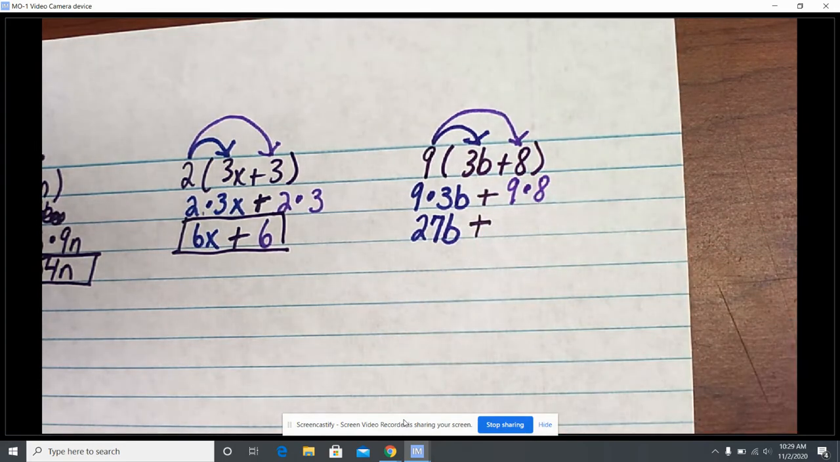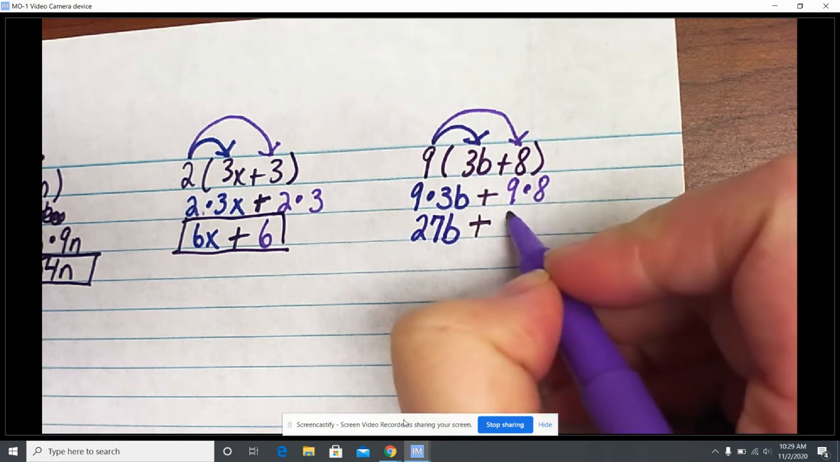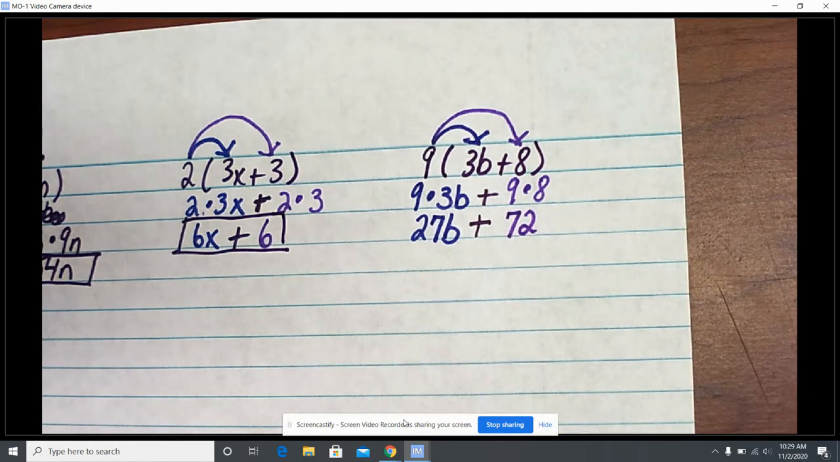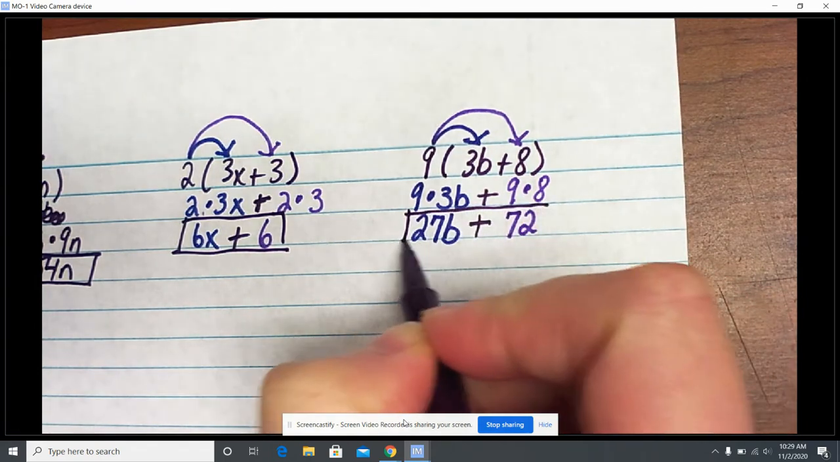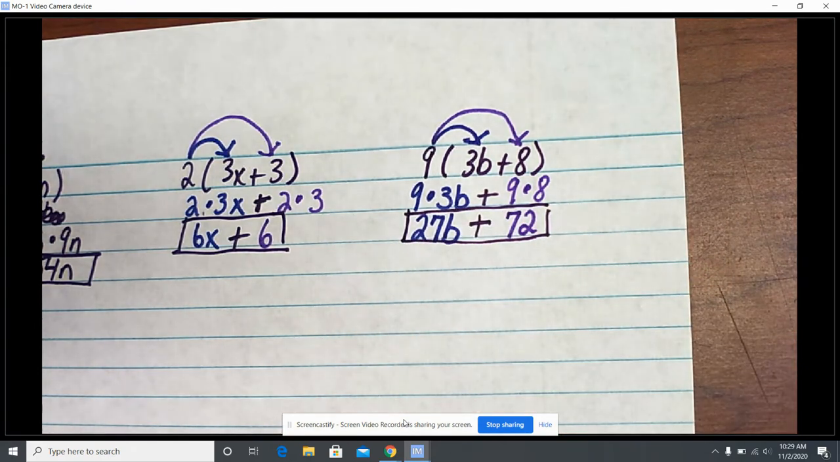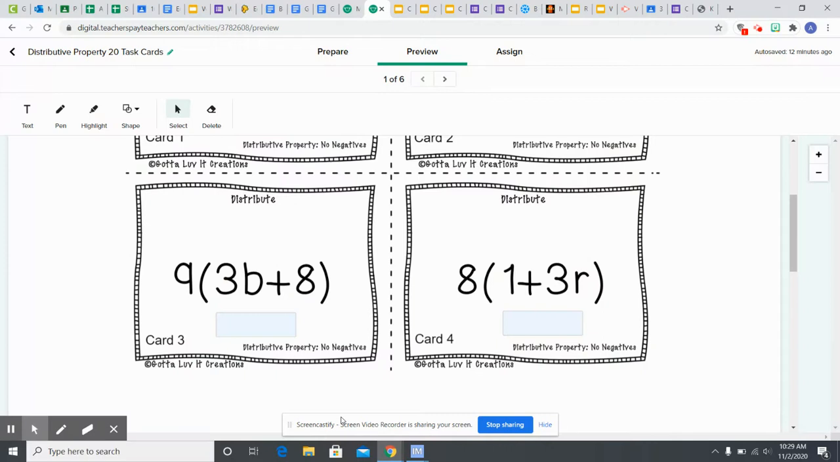Plus 9 times 8, which is 72. And since those aren't like terms, we cannot add them together. So that is our answer. So we've got 27b plus 72.